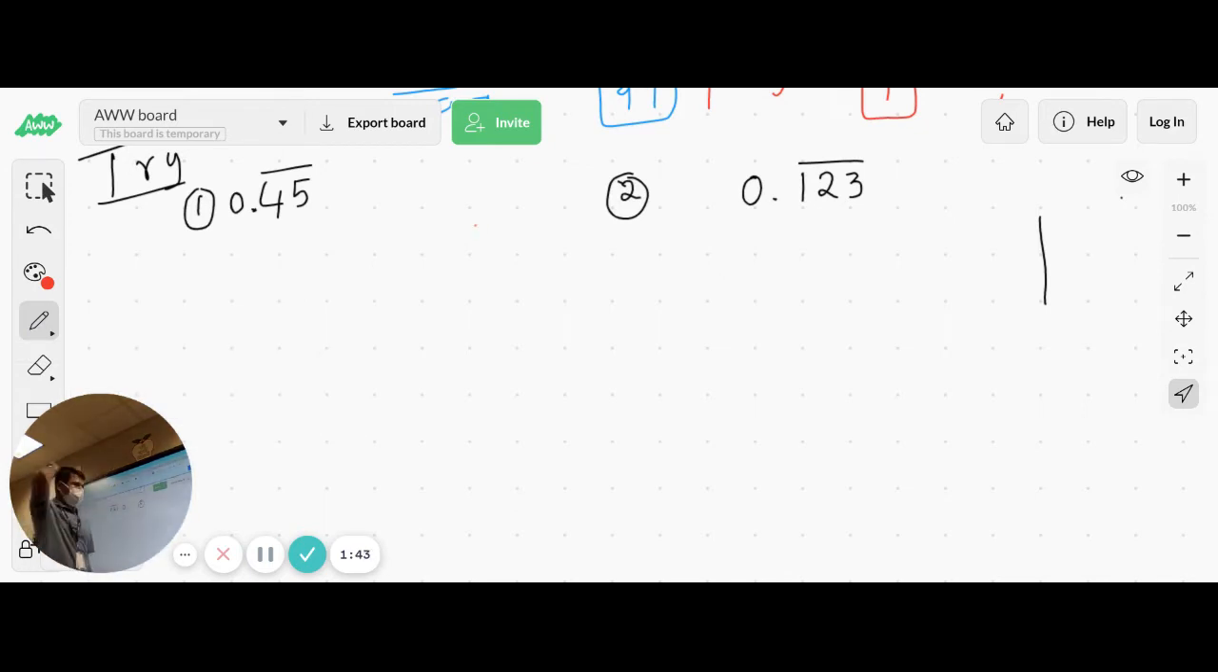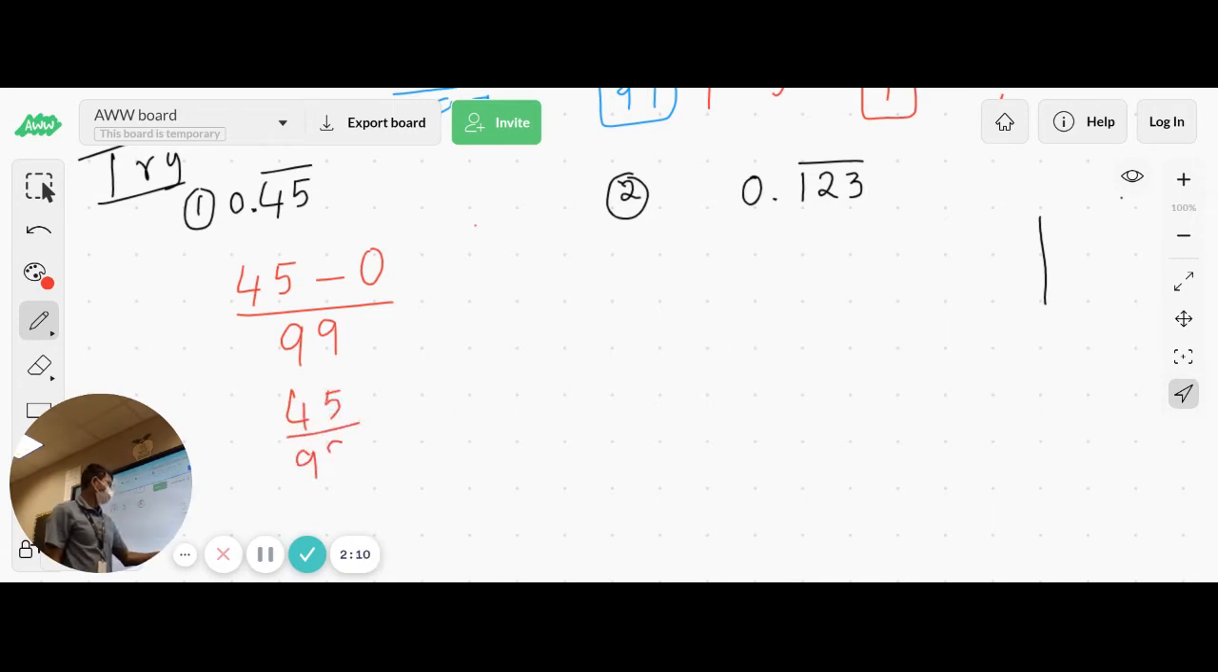0.45 repeating. Tell me what you got. 45 over 99. That's it. Because you can write it as 45, and then I don't see any number in front of the repeating, so I'm going to put a 0. I see two numbers repeating, so I'm going to put two 9s. And then the answer is going to be 45 over 99. That's the answer.